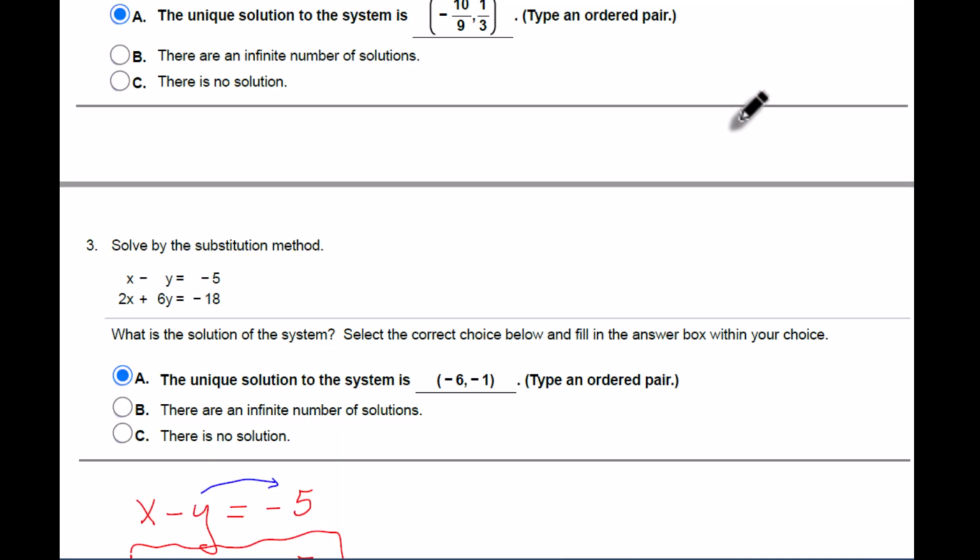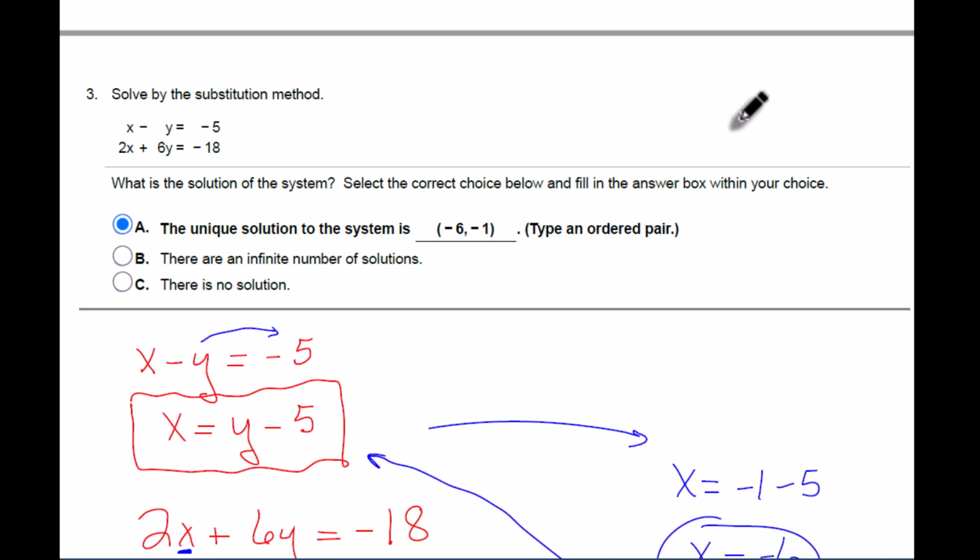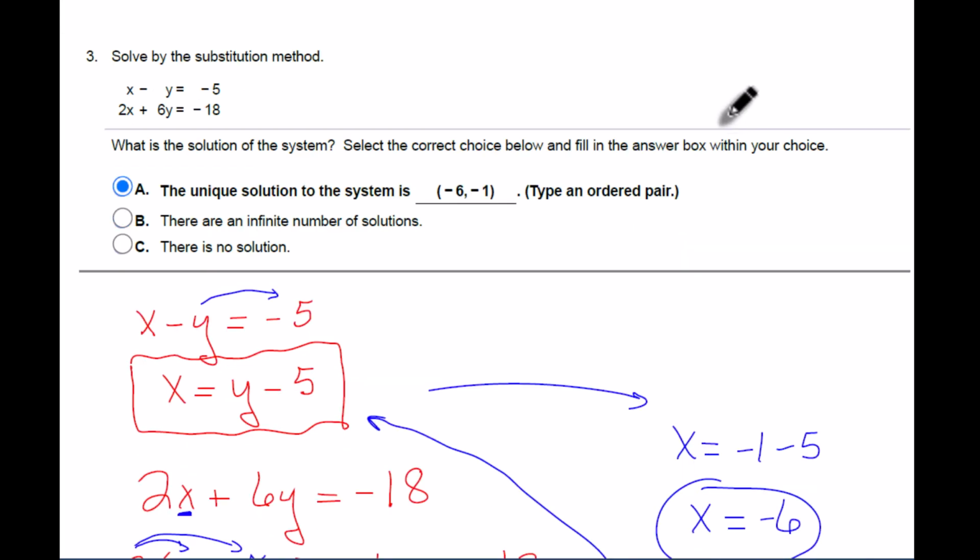All right, question 3. It says solve by substitution. So, what substitution means is I look at my two equations and I ask myself which one of these would it be easier to get a variable by itself?